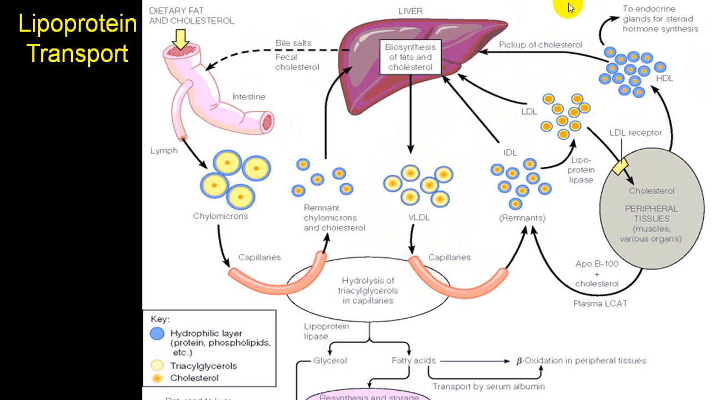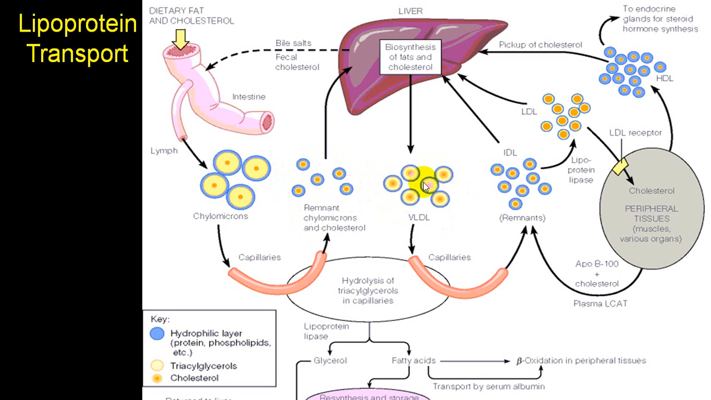and you will have a conversion of that into HDL. So this is a cycle which is going on in the liver and outside the liver. This is in capillaries. You will have a remnant formation of what we call very low density lipoprotein. These are remnants of chylomicrons.